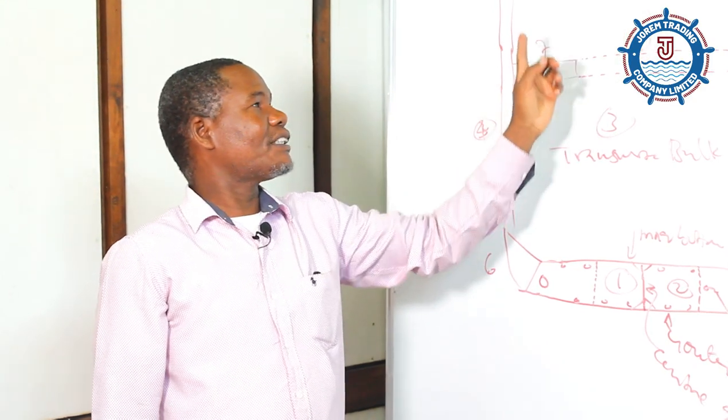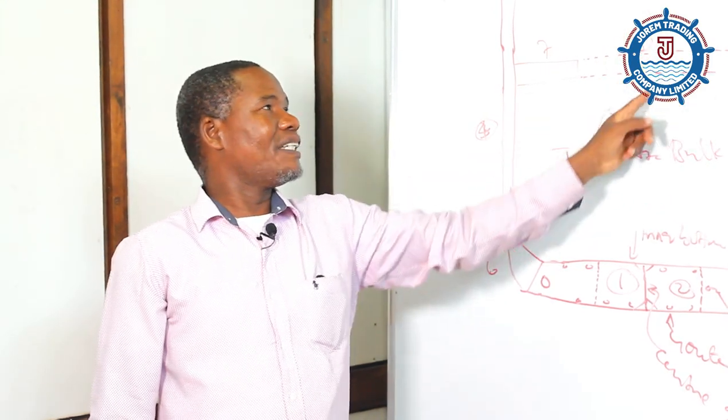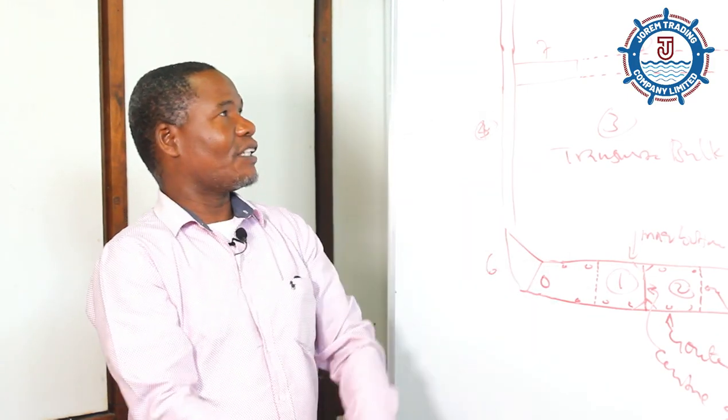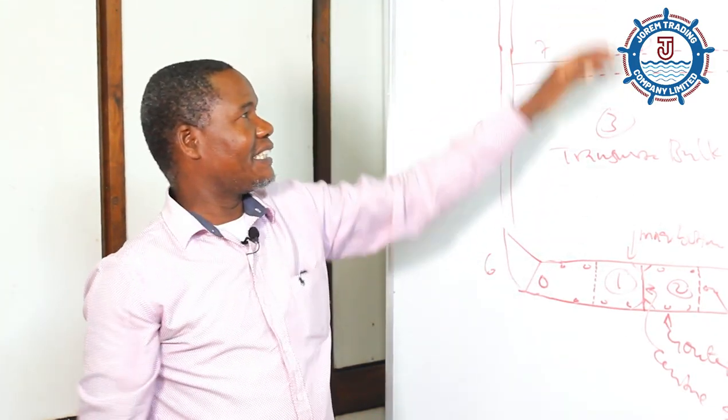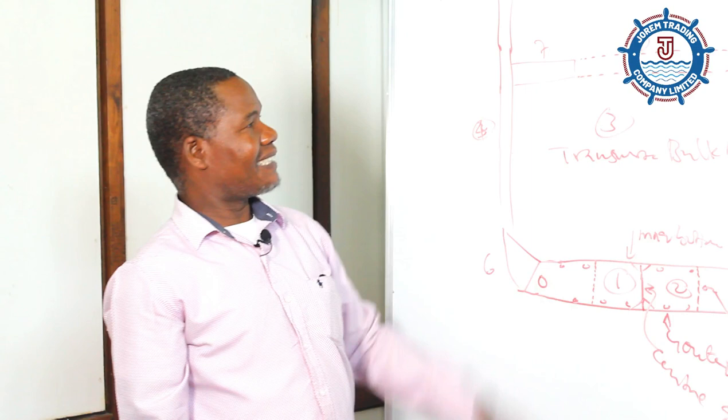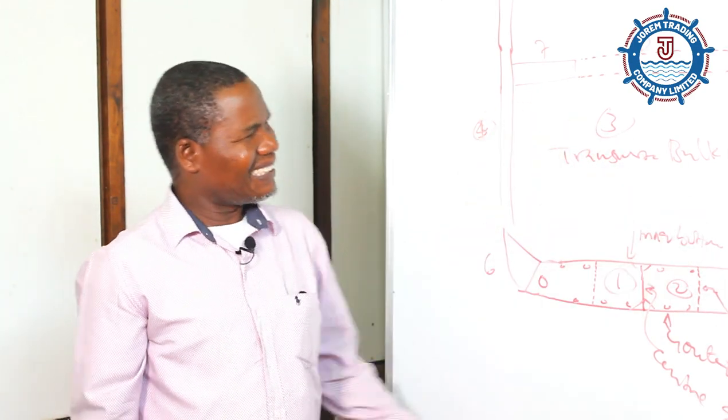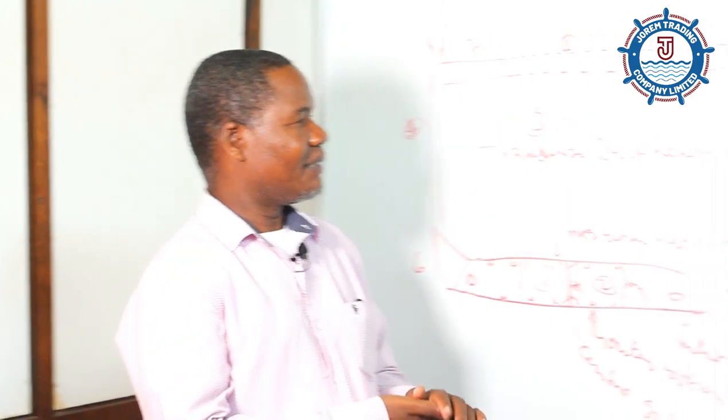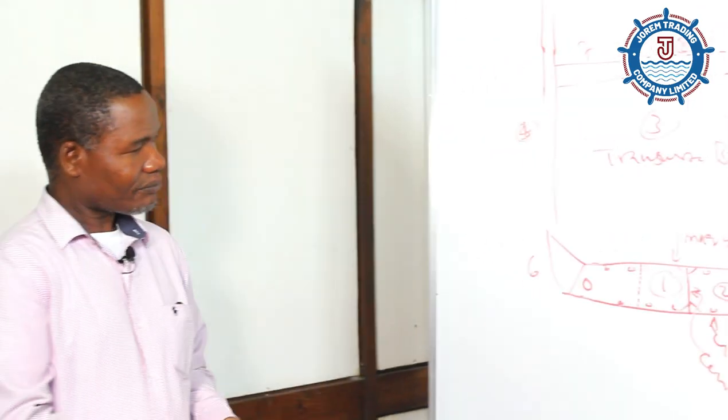Then twin deck port, twin deck starboard, twin deck center, where there's an opening you can close and open. Here also you can close and open the hatch. And of course you have the hatch coming on the sides. This is, generally, in a nutshell, how a ship is constructed.